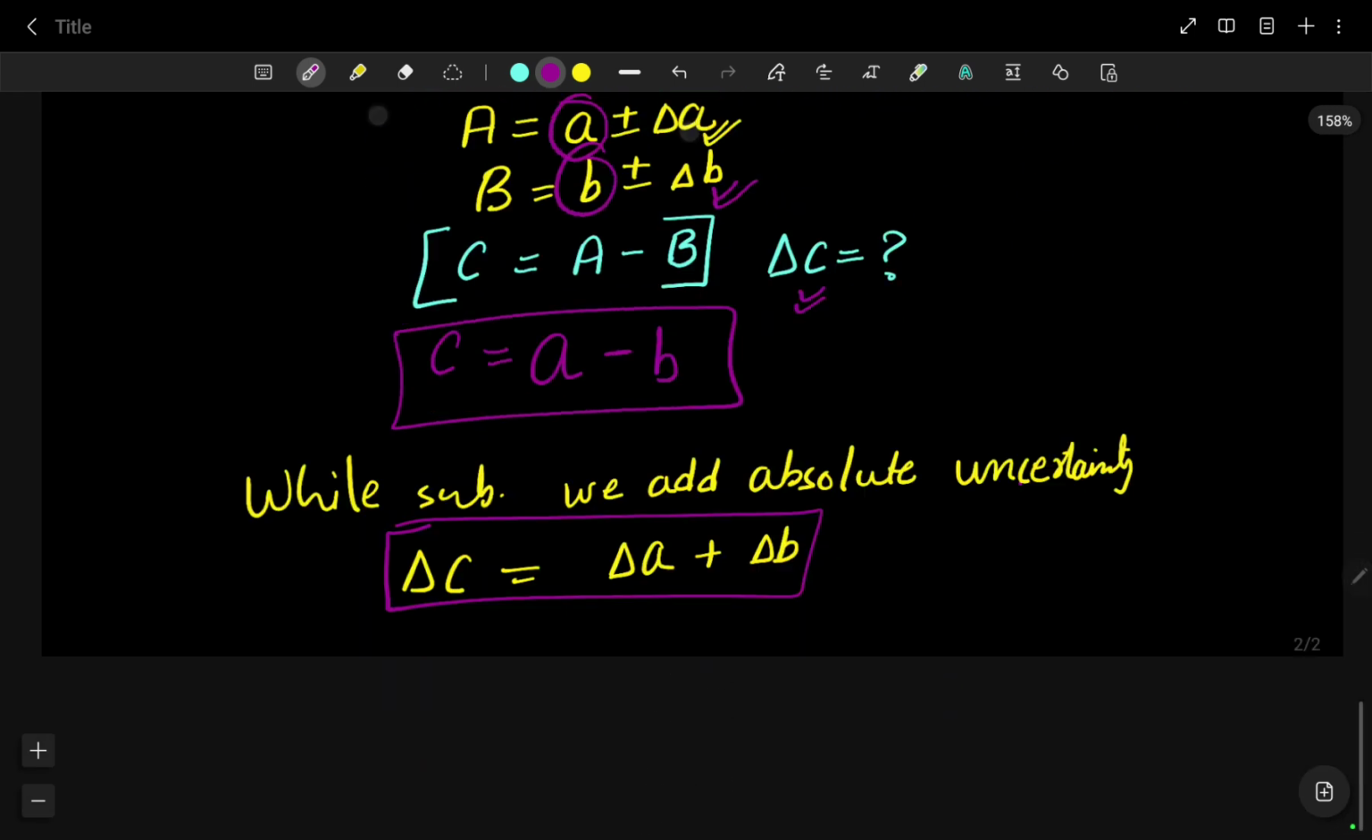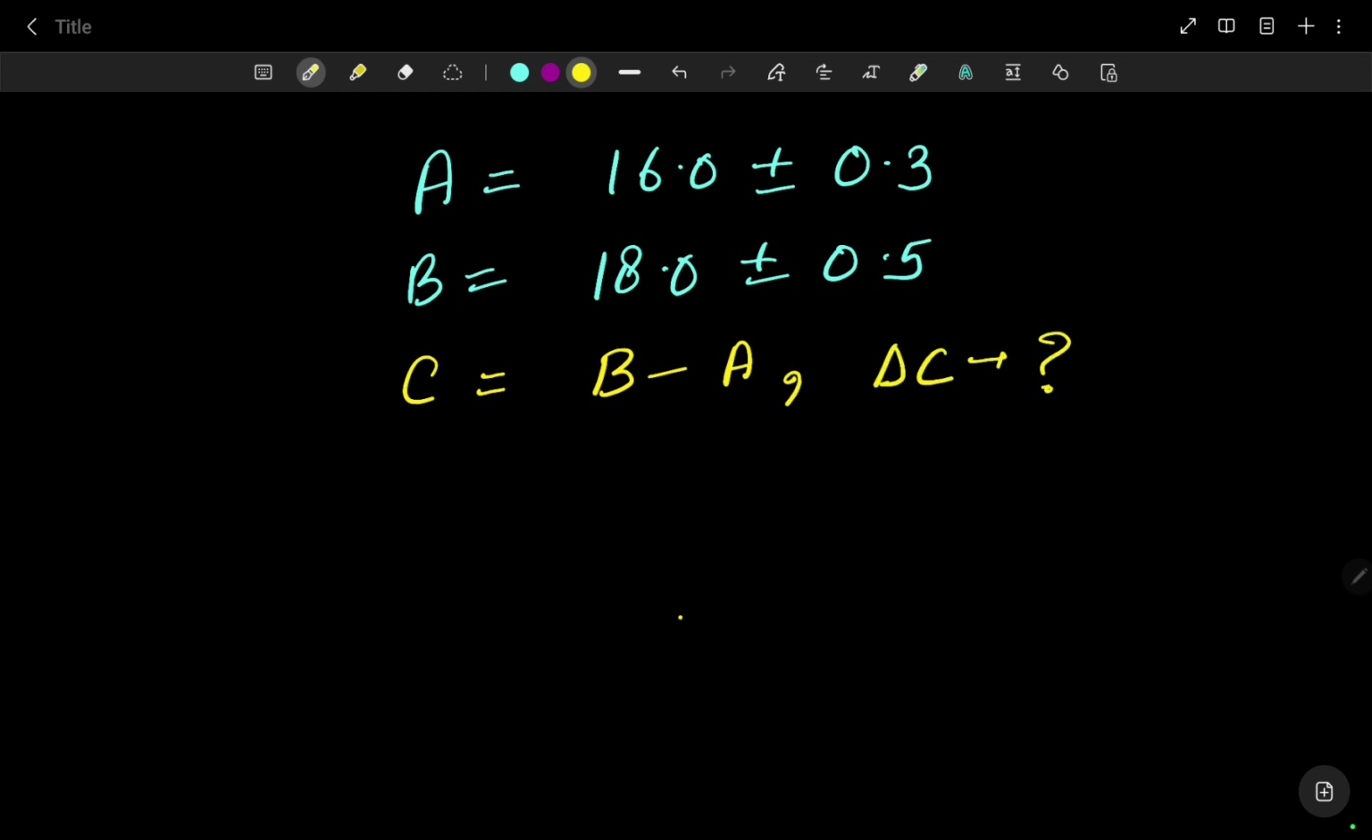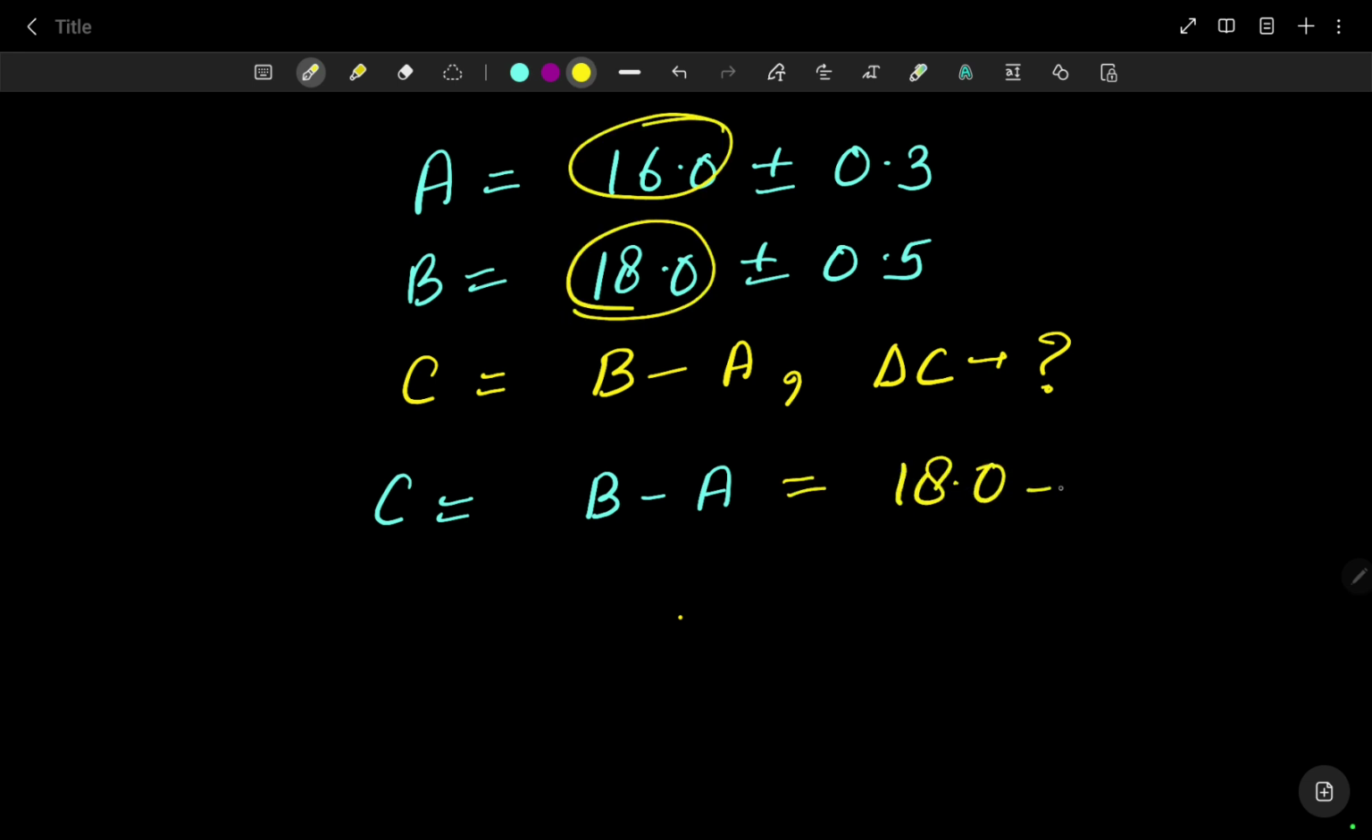Now let us understand it better by taking an example. Let's say I have a physical quantity A as 16.0 plus minus 0.3, and another physical quantity B as 18.0 plus minus 0.5. Suppose I want to find C, which is B minus A, and the absolute uncertainty in C. To find C, I will simply do B minus A, meaning the original value of B minus the original value of A. The original value of B is 18 without its uncertainty, minus 16. So the value of C I get is 2.